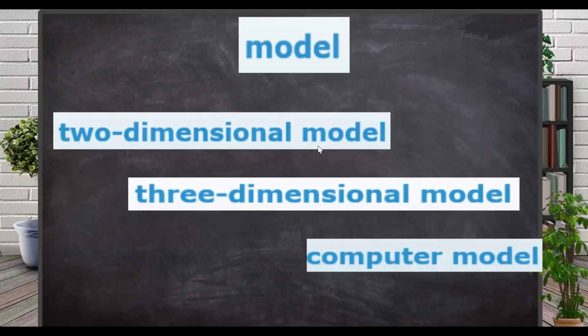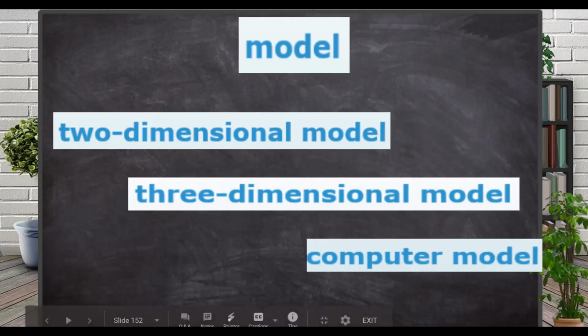Now, we are going to learn 3 types of models: a 2-dimensional model, a 3-dimensional model, and a computer model. I want you to raise your hand if you want to answer. I want you to tell me, what do you think a 2-dimensional model and a 3-dimensional model are?